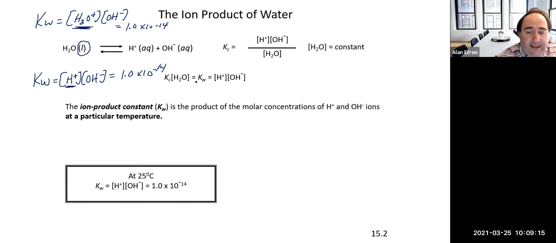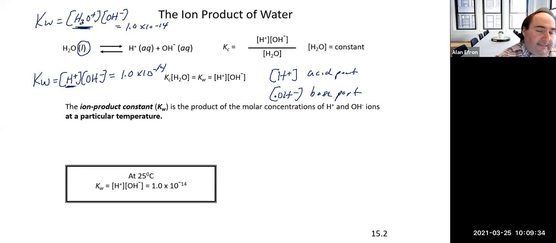Well, we compare the H+ concentration, which is essentially the acid part of the solution, to the OH- concentration, which is essentially the base part of the solution. Basically we can determine which one is larger and which one is smaller, and it will help us decide, is that solution going to be acidic, basic, or neutral?